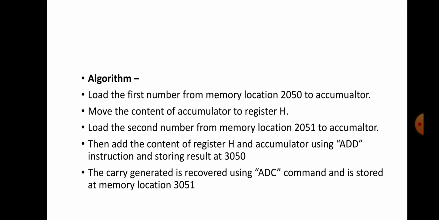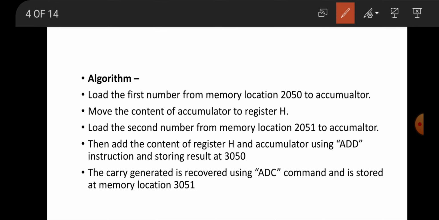So how exactly is the flow of our program? First, we load the first number from memory location 2050 to the accumulator. What is the first step? First we load the first number from memory location 2050 to the accumulator. Whatever number is stored at address 2050, we are going to move into the accumulator.